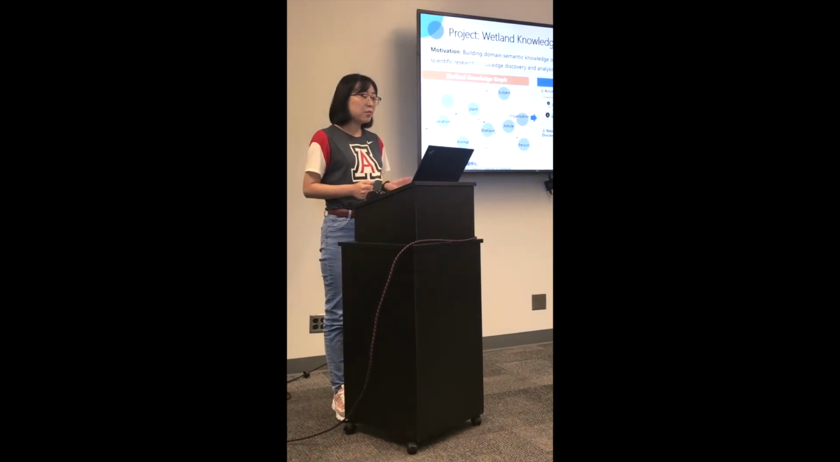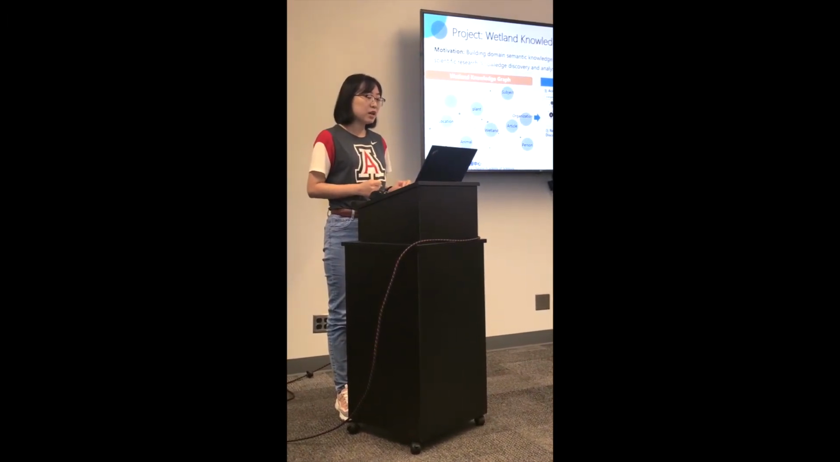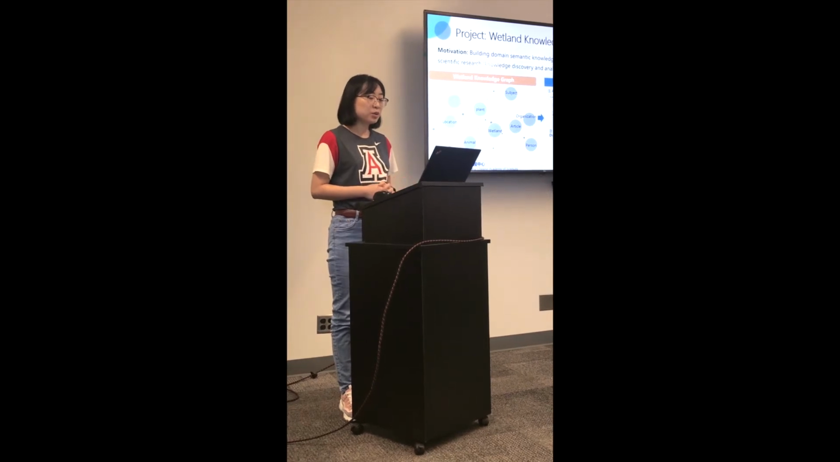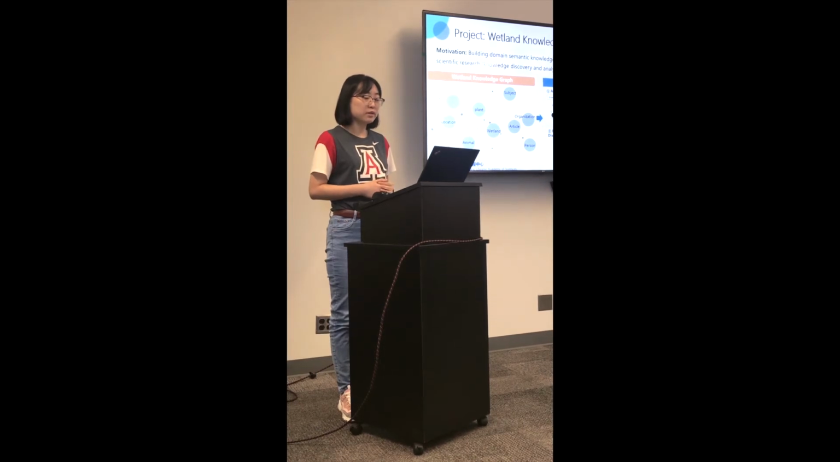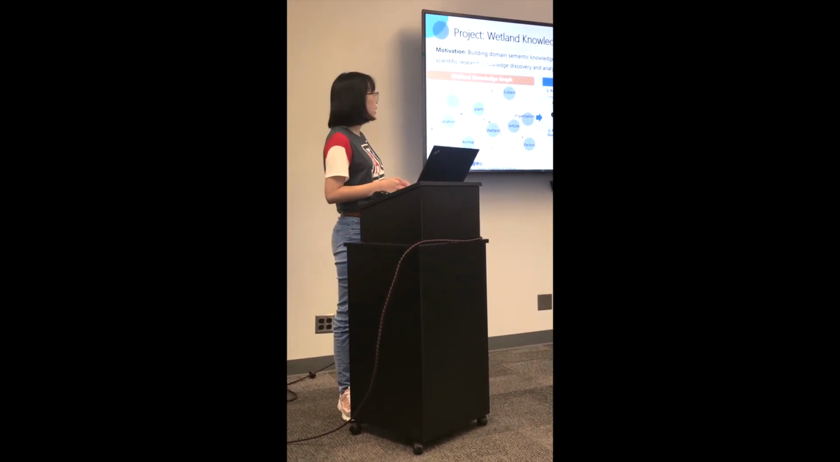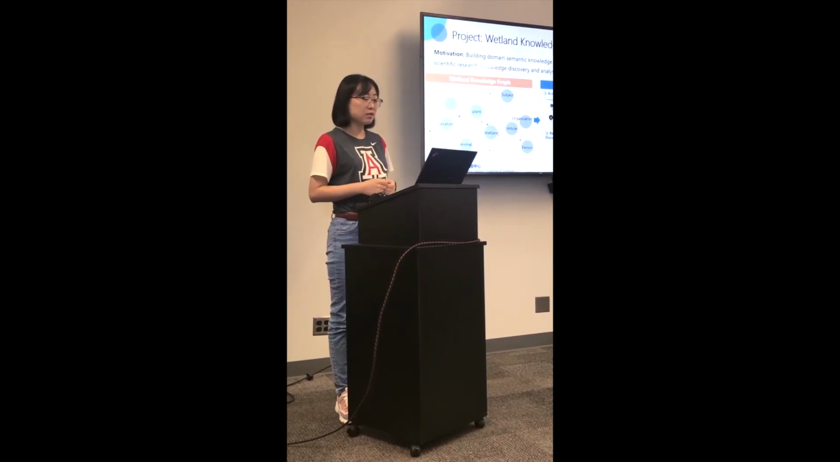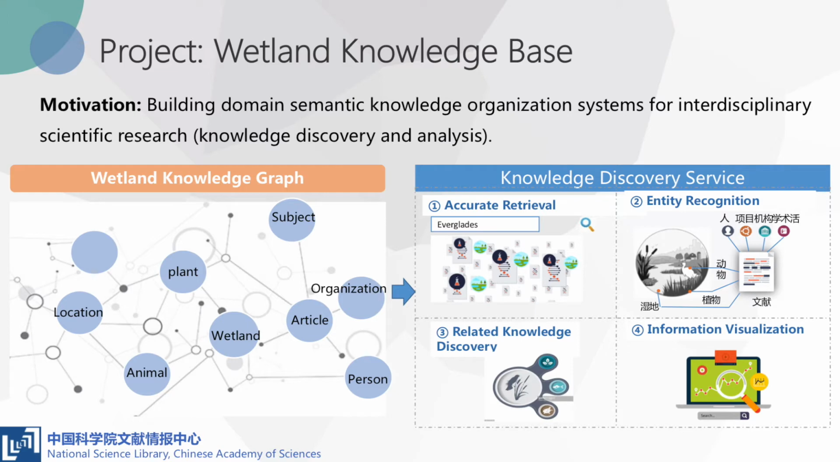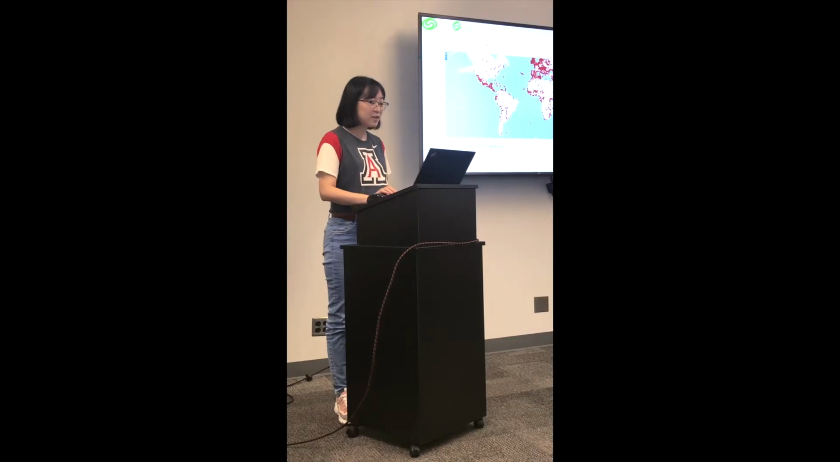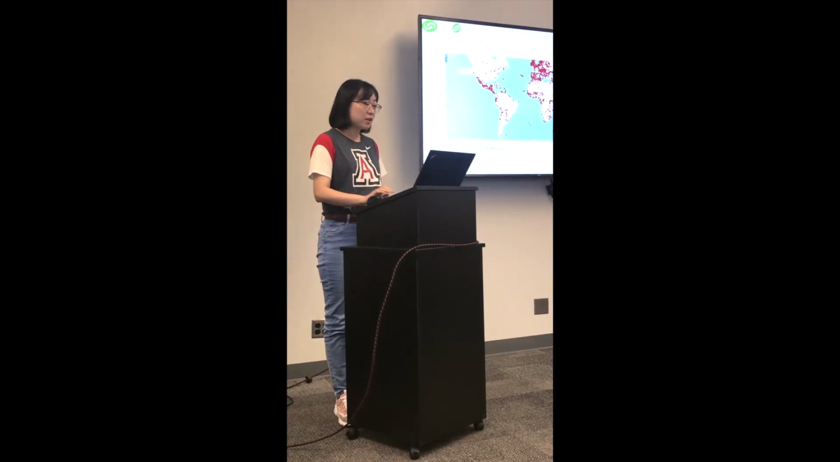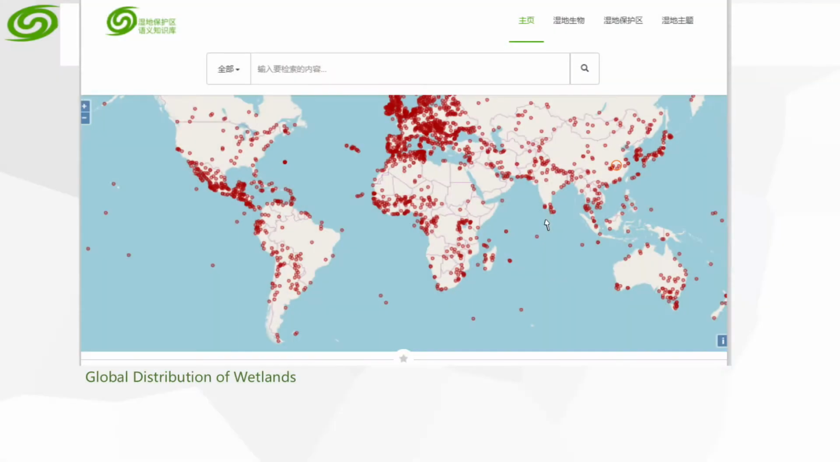We want to combine all these important entities together and support the knowledge discovery services, like to provide accurate retrievals and to recognize some entities in the wetland area. Also, to provide related knowledge discovery and information visualization. This is the homepage of our system. From this page, we can see the global distribution of the wetlands.